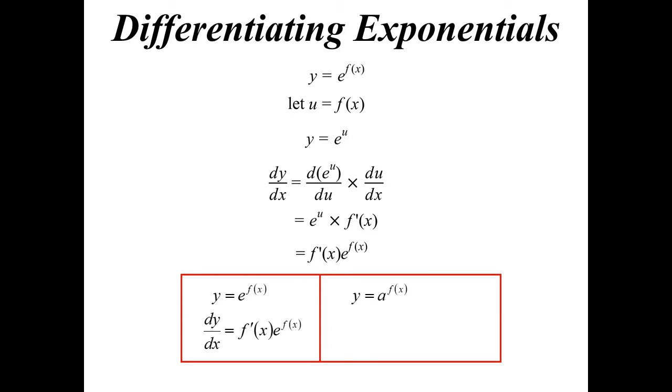Now, if the base is not e, so if it's a to the power of function x, we still do exactly the same, but we also multiply by the log of the base, and that's the natural log of the base. The easiest example we'll ever do, differentiate e to the power of x. Well, the power is x. If I differentiate x, I get 1. So it'll be 1 times e to the x, e to the x.